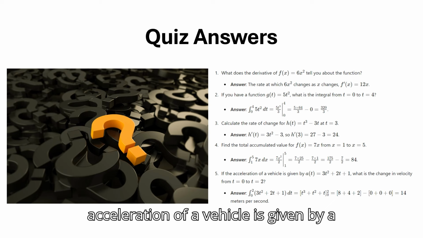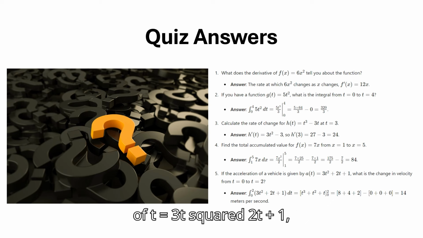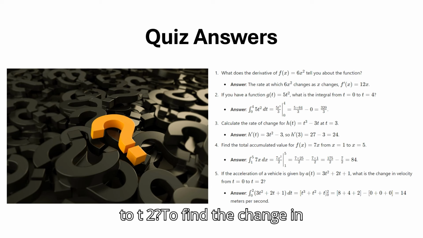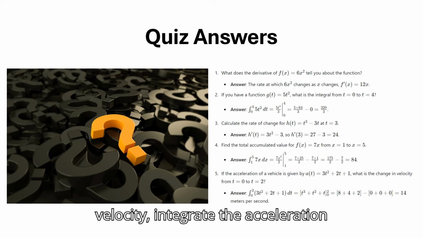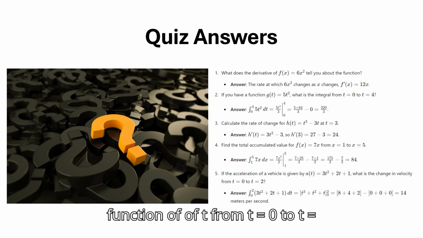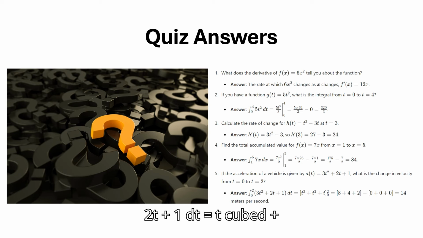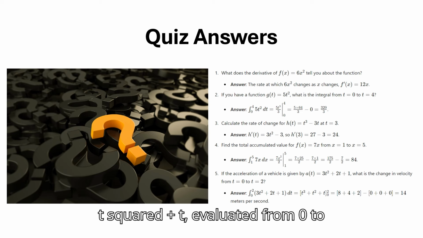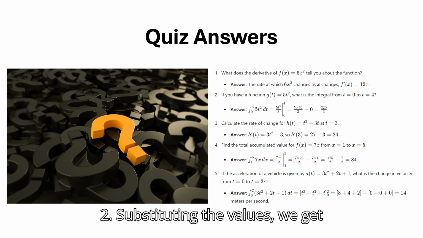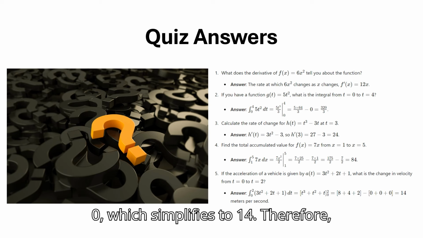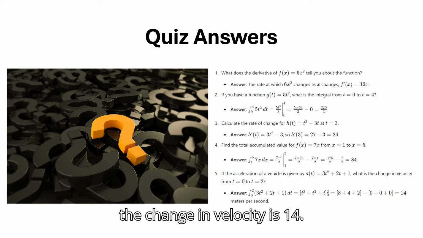If the acceleration of a vehicle is given by a of t equals 3t squared plus 2t plus 1, what is the change in velocity from t equals 0 to t equals 2? To find the change in velocity, integrate the acceleration function of t from t equals 0 to t equals 2. The integral of 3t squared plus 2t plus 1 dt equals t cubed plus t squared plus t, evaluated from 0 to 2. Substituting the values, we get 2 cubed plus 2 squared plus 2 minus 0, which simplifies to 14. Therefore, the change in velocity is 14.